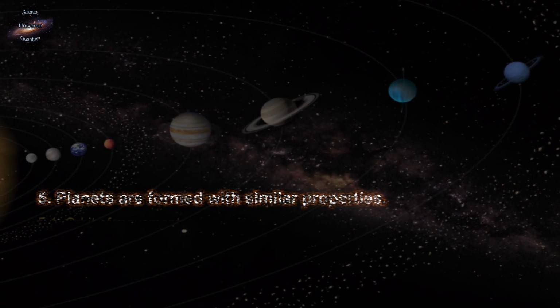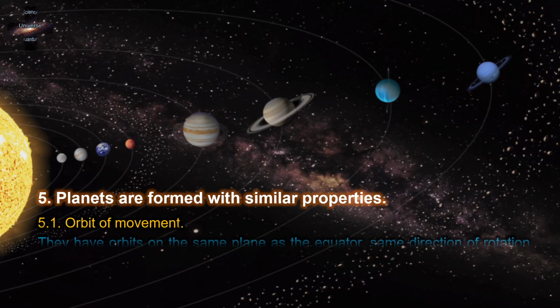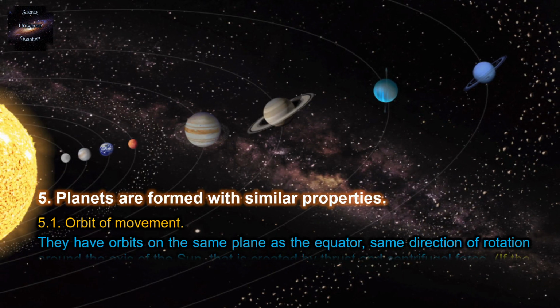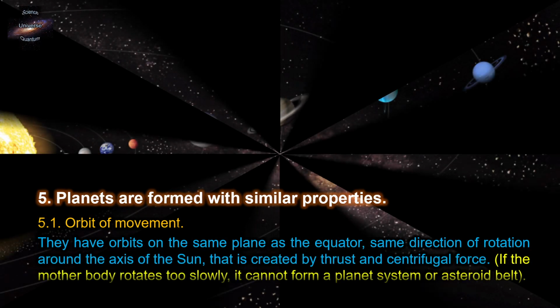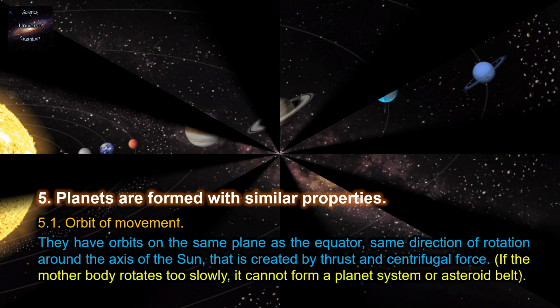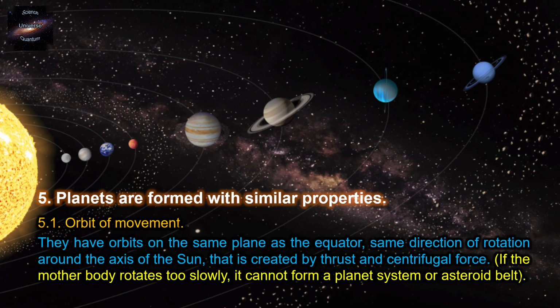5. Planets are formed with similar properties. They have orbits on the same plane as the equator, same direction of rotation around the axis of the Sun. That is created by thrust and centrifugal force. If the mother body rotates too slowly, it cannot form a planet system or asteroid belt.